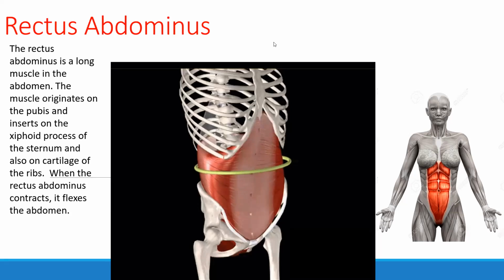But we use our rectus abdominis all the time. Every time we strain, every time we pick something up, we contract these muscles to stabilize our abdomen.